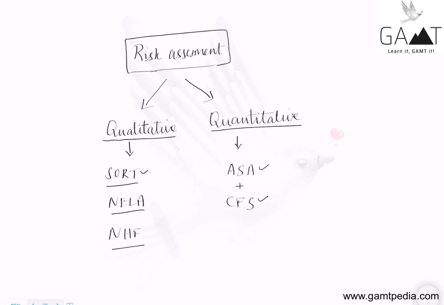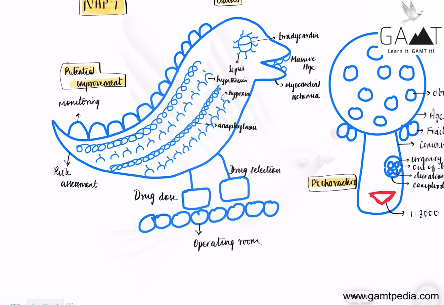These scores, SORT, NELA, and Nottingham hip fracture, for example, are easily available online. All you have to do is go online, search for the score, and the parameters will come up. You just enter the details and you'll get the output. And the ASA and clinical frailty score, as we saw earlier, are pretty straightforward as well. So it's a very useful thing to do, especially when you're dealing with a high risk patient. So that's about risk management.